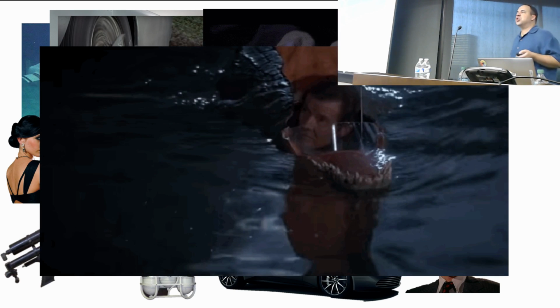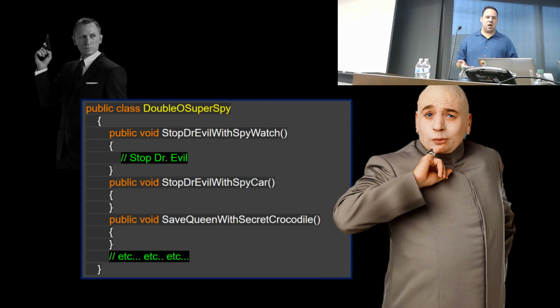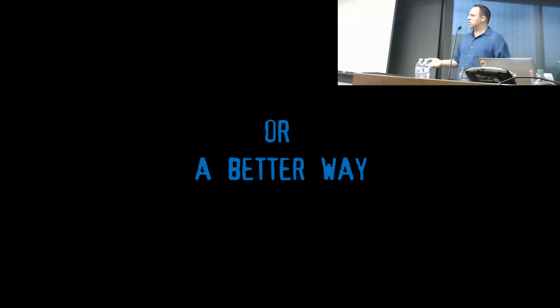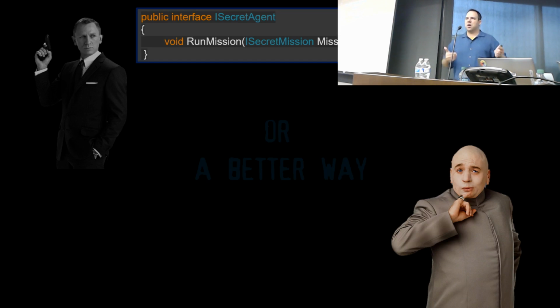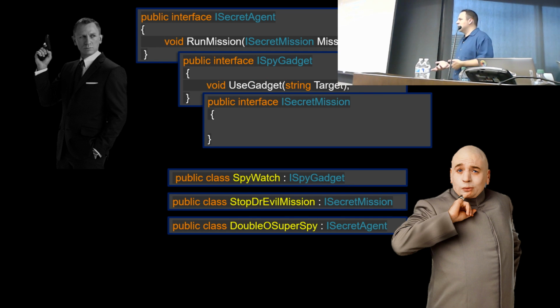What's your code going to start to look like now, is what I'm saying. All of a sudden you've got Stop Dr. Evil with the spy watch, but Stop Dr. Evil with the spy car, or Save the Queen with the secret crocodile, because that makes sense. This is not sustainable. This gets ugly, right? Or was there a better way to approach this overall and essentially divide and conquer, right? So essentially, what if we broke things down into their common interfaces, and we made our code more composable, right?